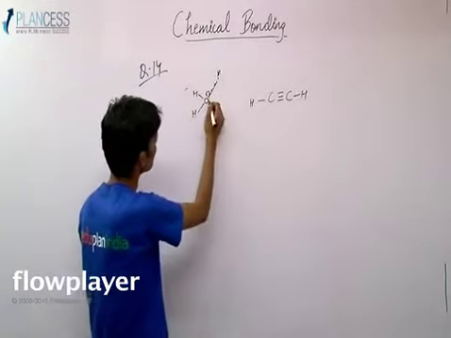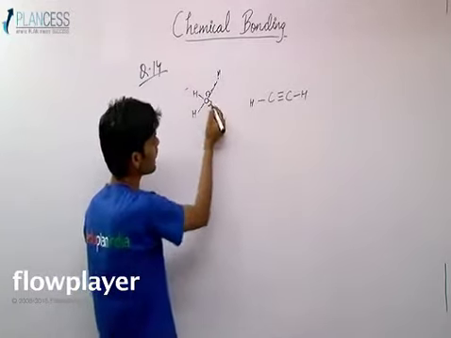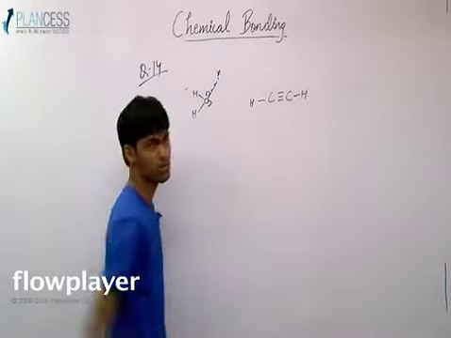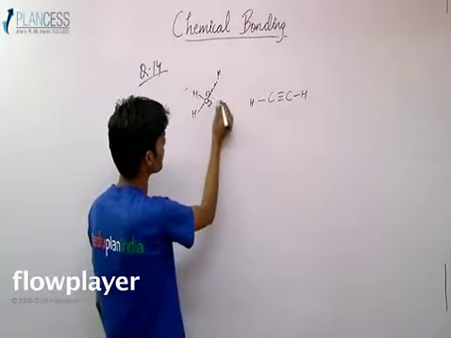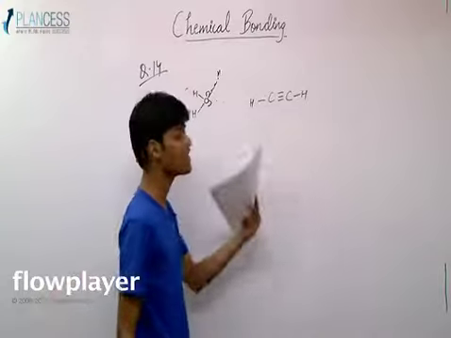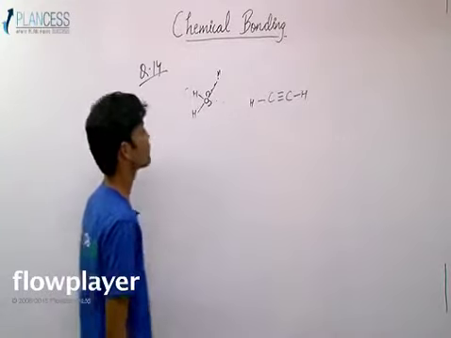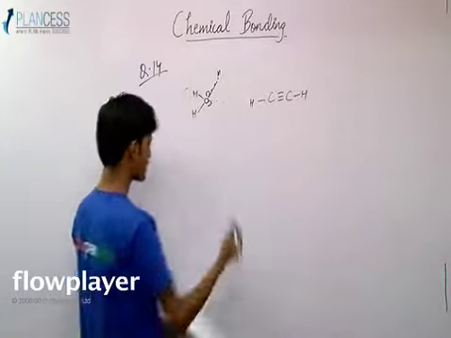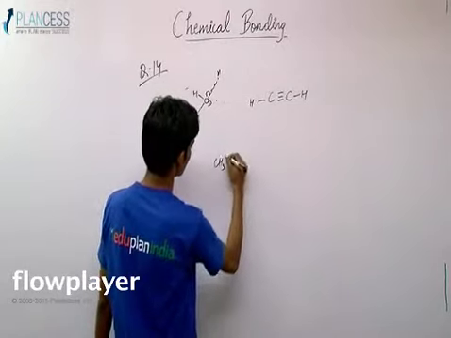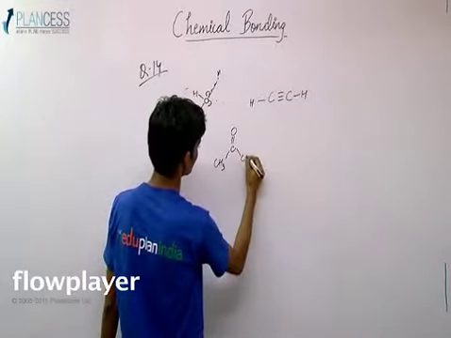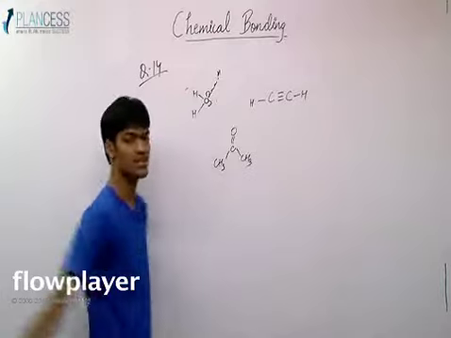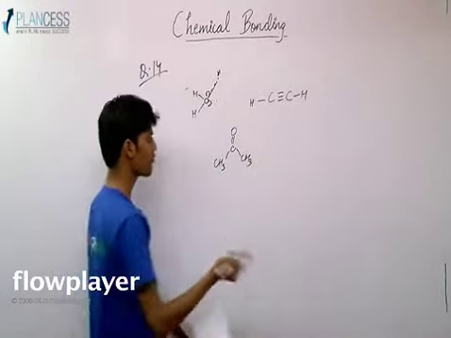So this lone pair would not be readily available for hydrogen bonding to this hydrogen. That's why the hydrogen bonding will not take place, and its solubility in H2O is very low. But in the case of acetone, that is CH3COCH3, this oxygen is completely available for hydrogen bonding.